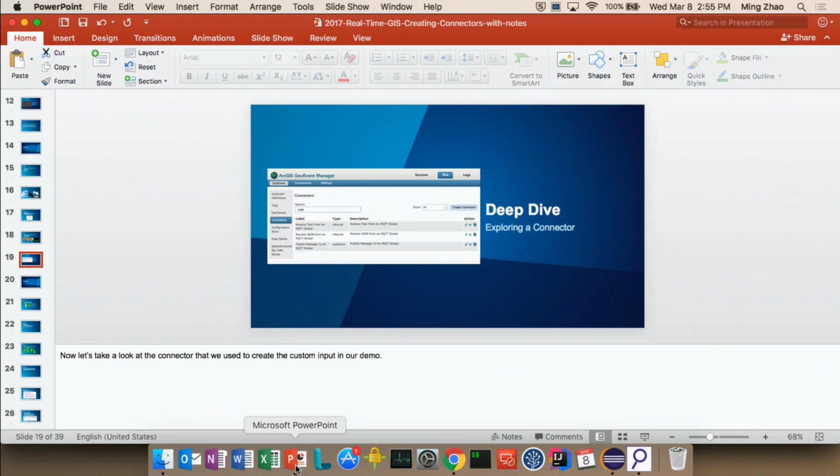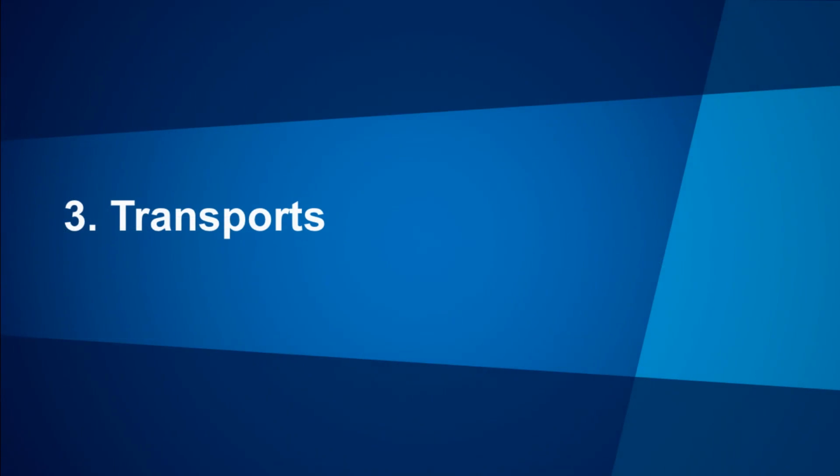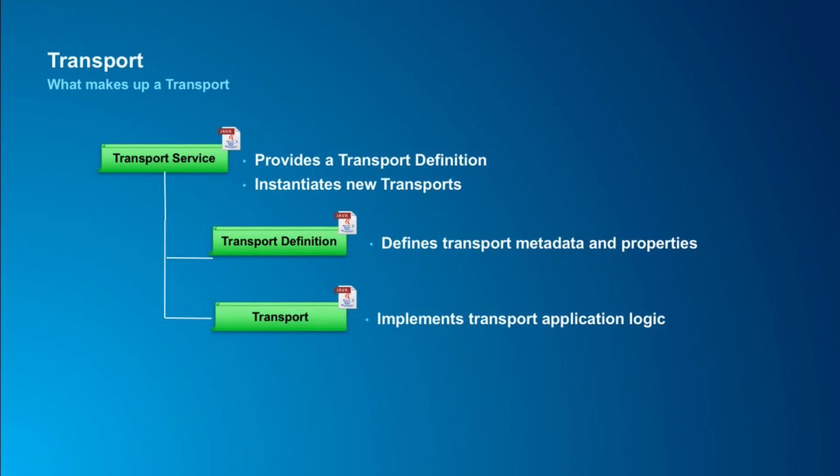Okay, so let's go back to the slides. Let's talk about transports. We have mentioned the transports and adapters when we described the connectors. So let's take a look at what a transport does. Its basic function is simply to move data in and out of GeoEvent Server.